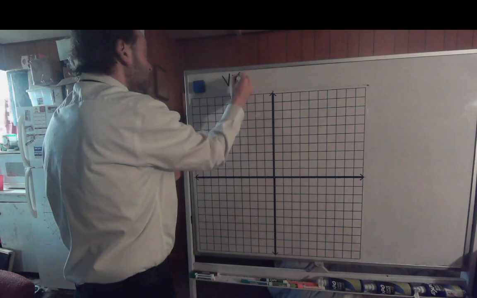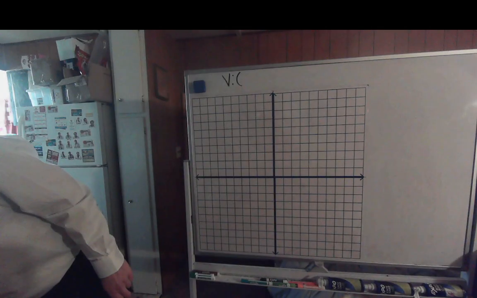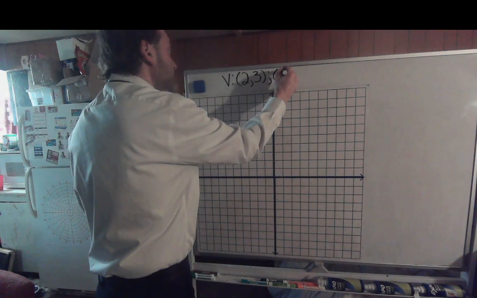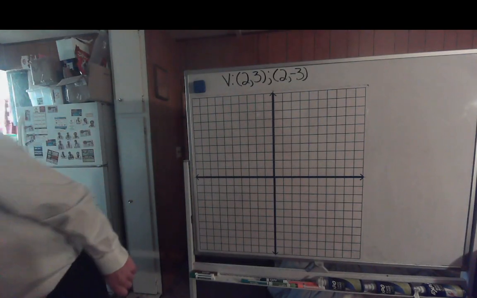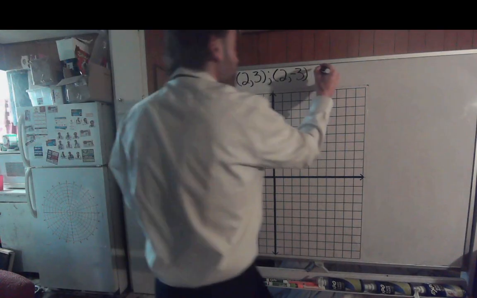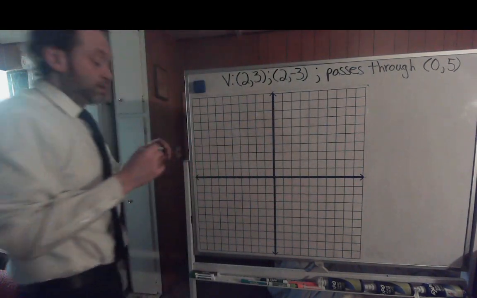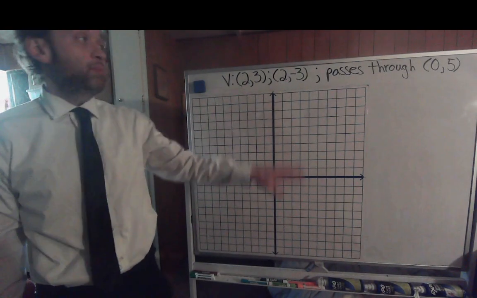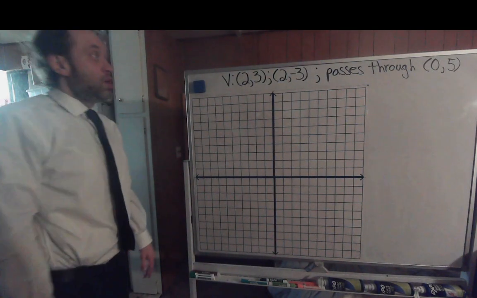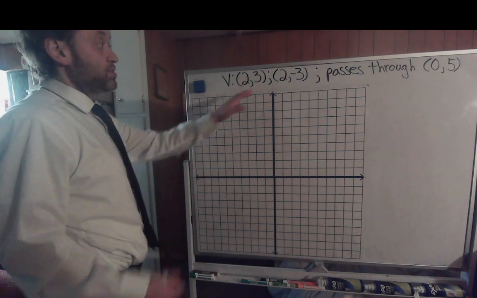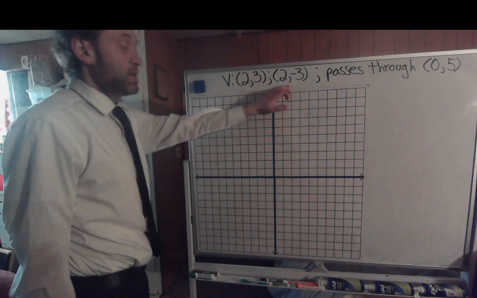So the vertices are going to be (2, 3) and then (2, negative 3). So the vertices are still there, but the only other thing they give you is it passes through the point (0, 5). So your vertices of this hyperbola are (2, 3), (2, negative 3), and it passes through the point (0, 5). That's all they give you. Well, good news is we can determine the center at least, and even the major axis. Because with your vertices, what changes? The y-coordinate changes, but your x-coordinate stays the same. So that means the y-axis is the major axis. We can ascertain that.